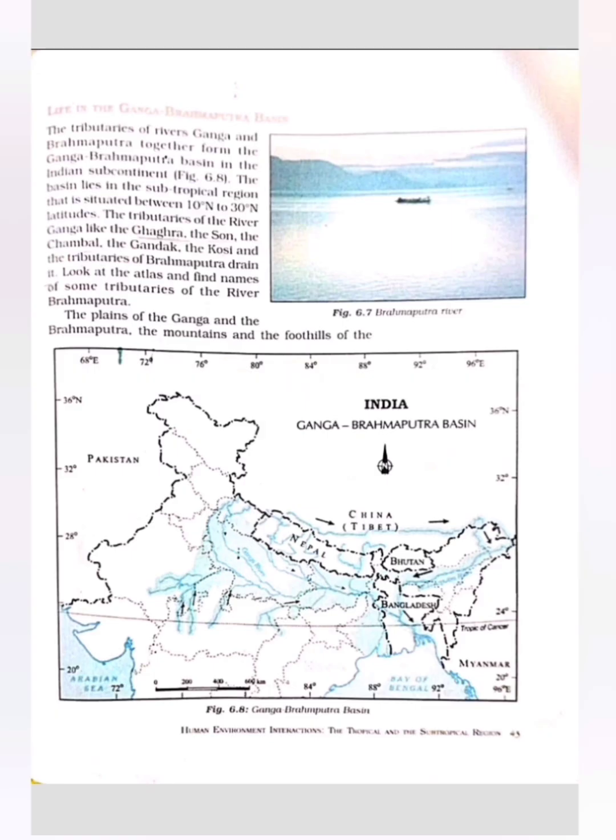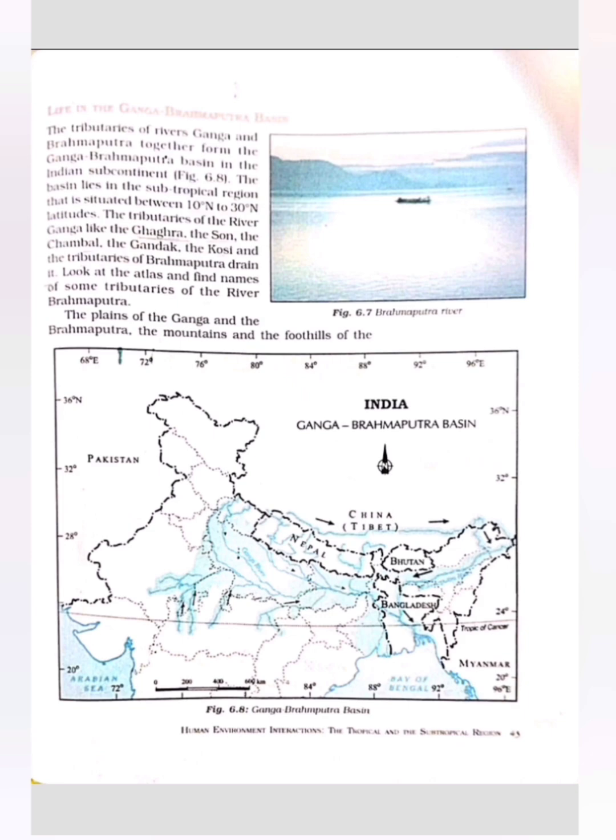The tributaries of the river Ganga and the Brahmaputra together form the Ganga-Brahmaputra basin in the Indian subcontinent. The basin lies in the subtropical region, situated between 10° north to 30° north latitude. The tributaries of the river Ganga include the Ghagra, Son, Chambal and Gandak, and the Koshi is a tributary of the Brahmaputra. Look at the map of some tributaries of river Brahmaputra. The plains of the Ganga and the Brahmaputra, the mountains and foothills.